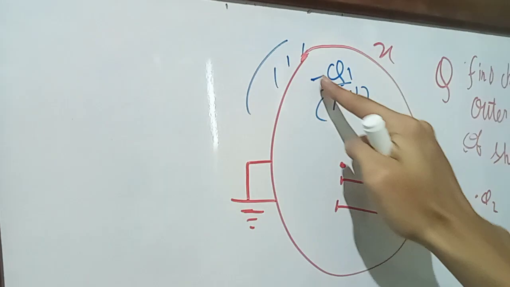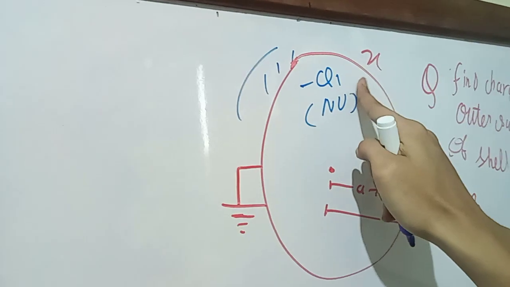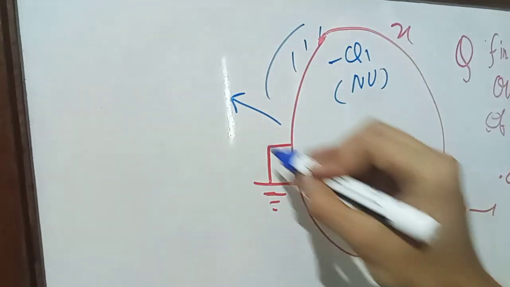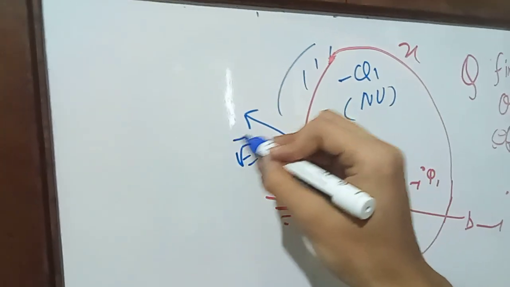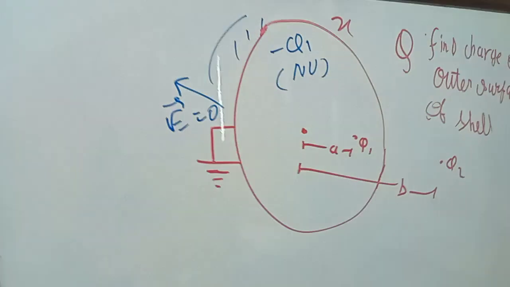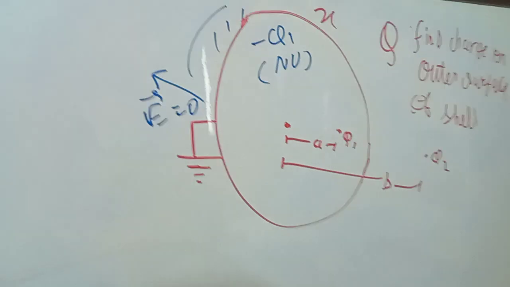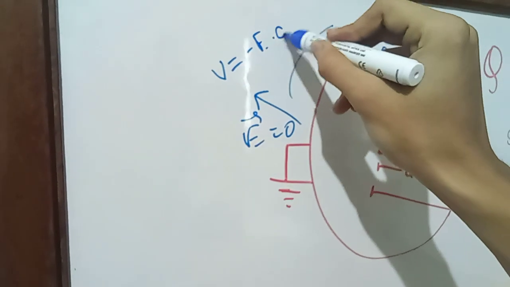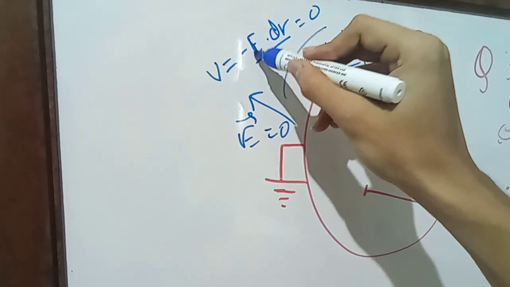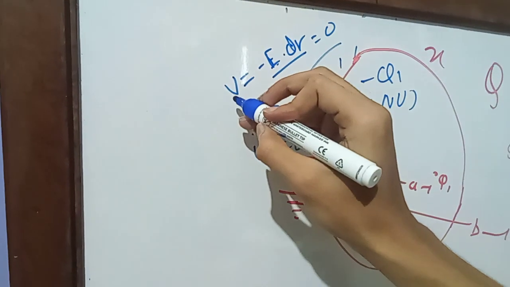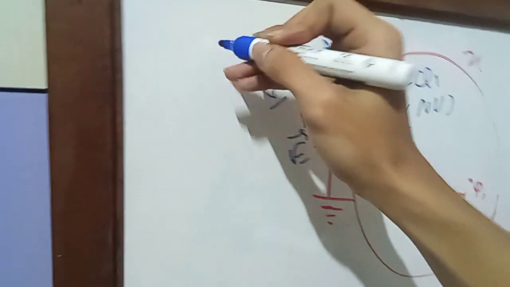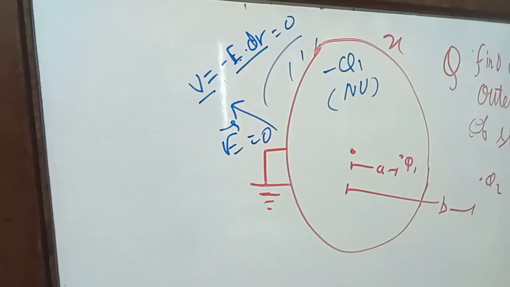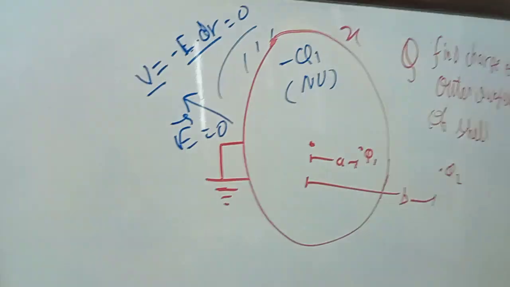As this is non-uniform, it is such that the field outside is going to be 0. As the field outside is 0, we can say V equal to minus integral E dot dr. This is equal to 0. Then the potential difference between infinity and here is 0, meaning here V equals 0 due to this only.